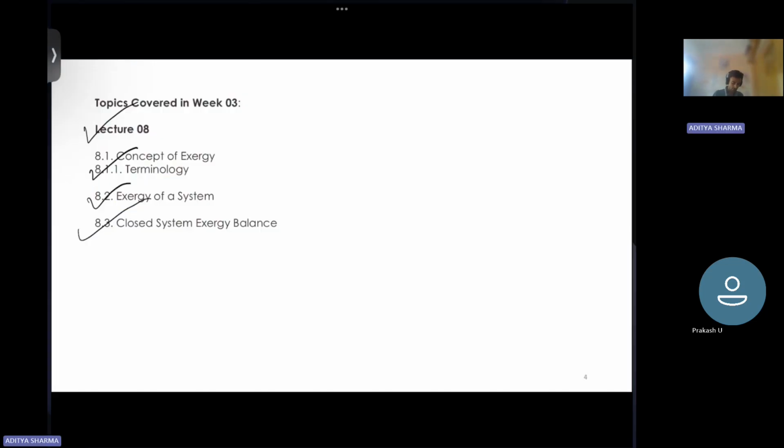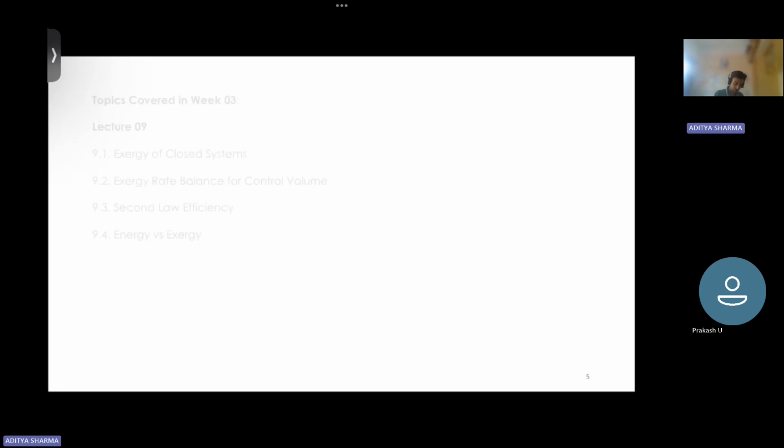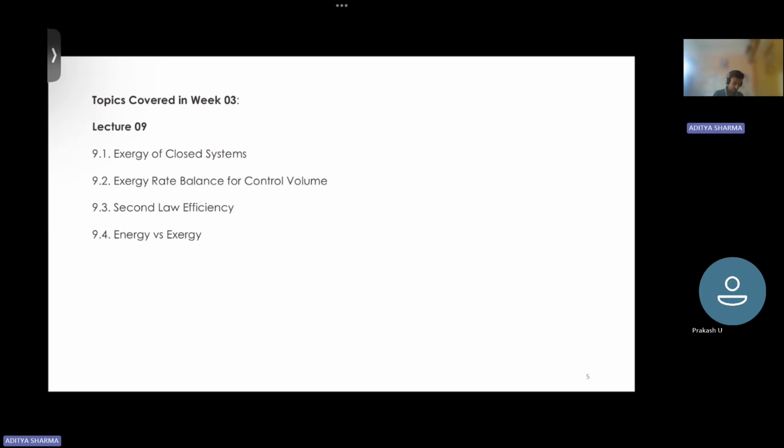So this is about lecture 8. Then is the last lecture of this week, and here we discuss the exergy rate balance for control volume, right? So exergy of closed system we discussed in the previous lecture. Here is exergy rate balance for control volume. So in case we have some control volume and we are studying some flow, how do we define the exergy rate balance?